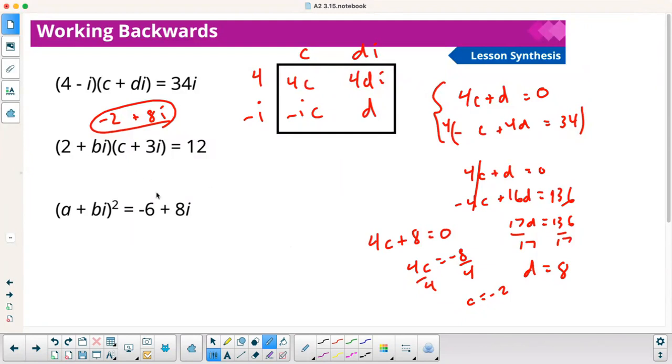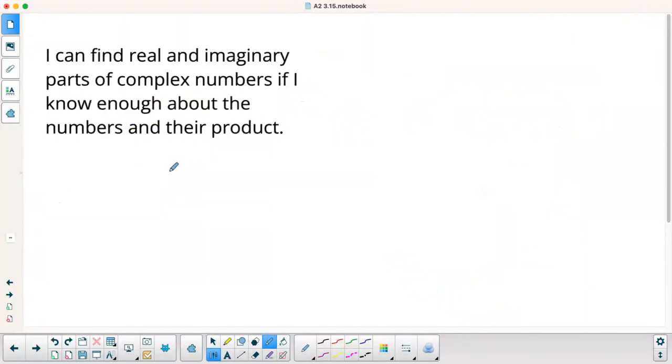I'm not going to do these other two here, just because they're a little time consuming, but you get the idea how that works. Okay, so I can find real and imaginary parts of complex numbers if I know enough about the numbers and their product.